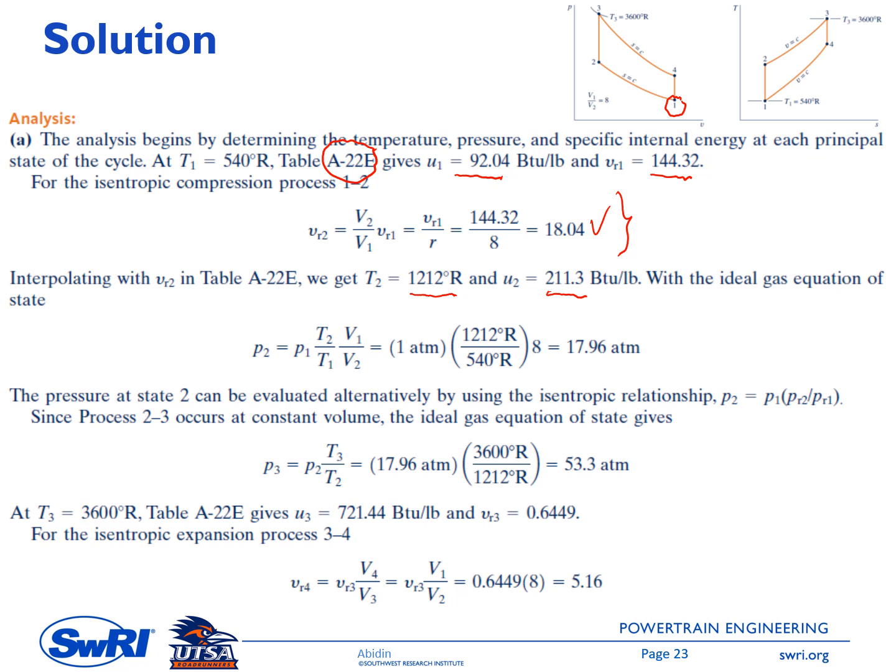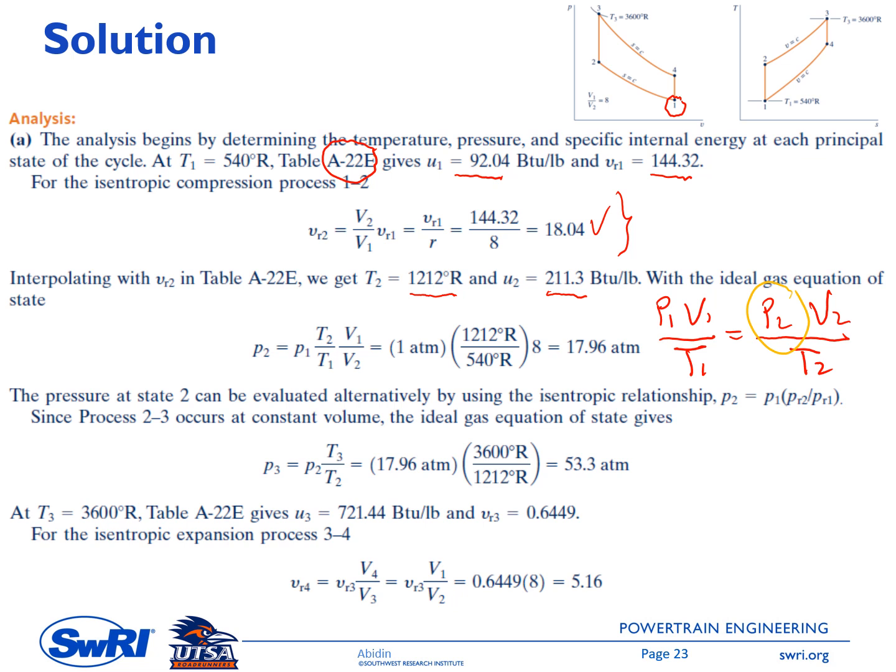To get P2, you can apply the ideal gas correlation. In this case, P1 V1 over T1 equals P2 V2 over T2. Then you should be able to get P2. P1 is given, V1 over V2 is the compression ratio, T1 is 540 degree Rankine, and T2 is 1212 degree Rankine. You should be able to get P2.